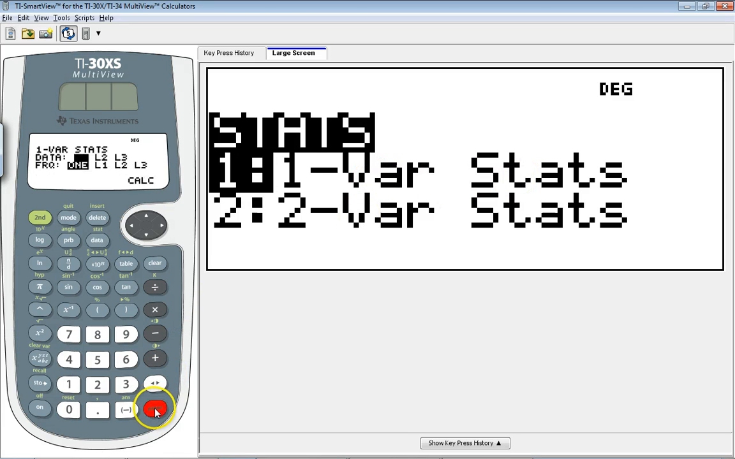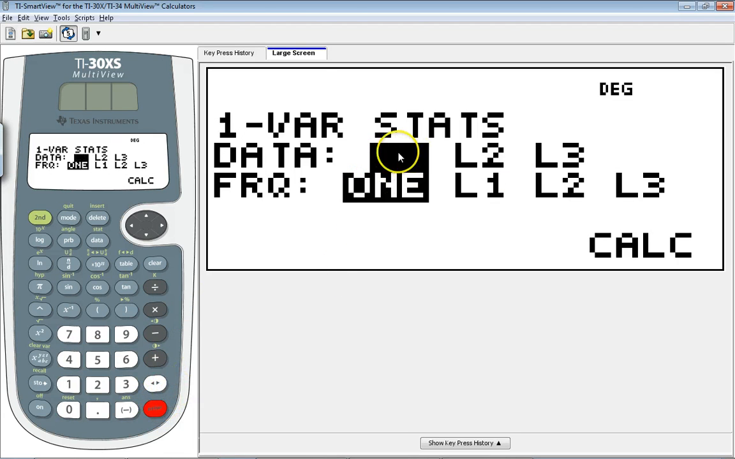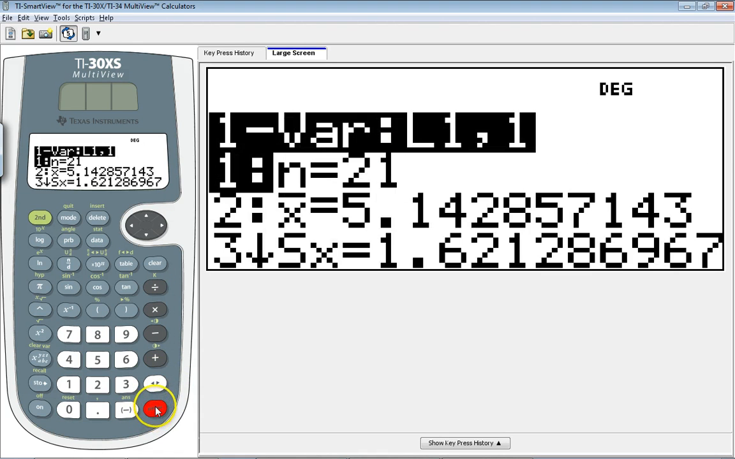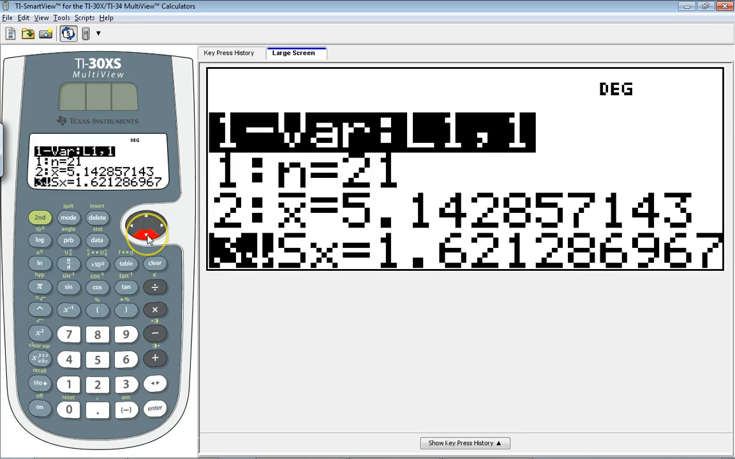So I can just hit Enter. All my information is in List 1, so I'm going to leave that highlighted. Hit Enter like 3 times. Now I get here. Now I have to be careful because there were 2 different numbers on this calculator that represent standard deviation.